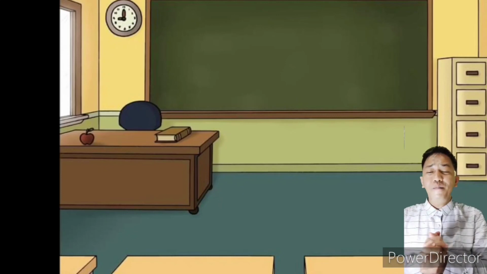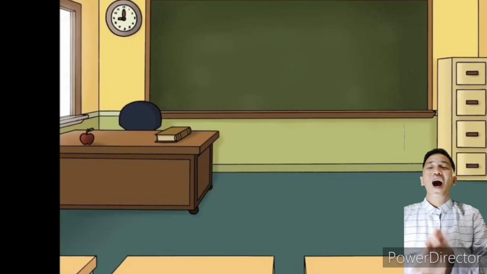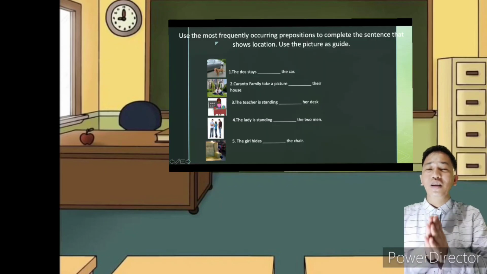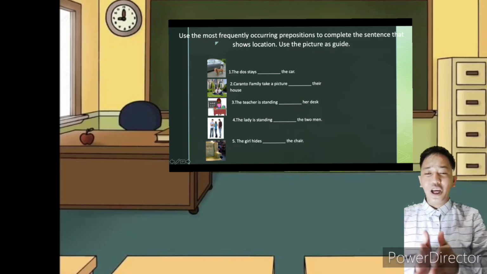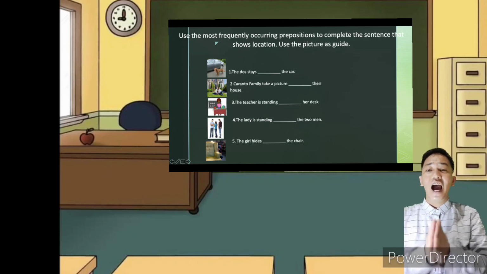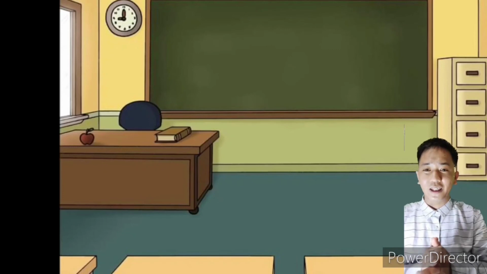Excellent. I firmly believe that you are now ready to take your quiz this morning. All you need to do is to use the most frequently occurring preposition to complete the sentence that shows location. You will use the picture as your guide. You will take your quiz in Google Form. I have already sent the link in our chat box, so please check your chat box, and I'm giving you until 12 o'clock in the afternoon to accomplish your quiz.